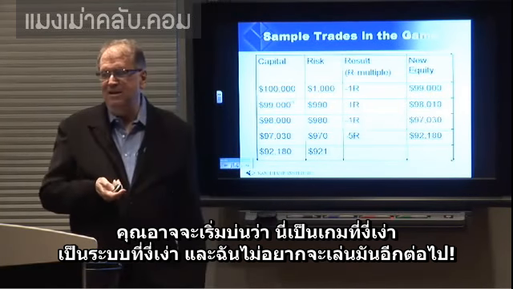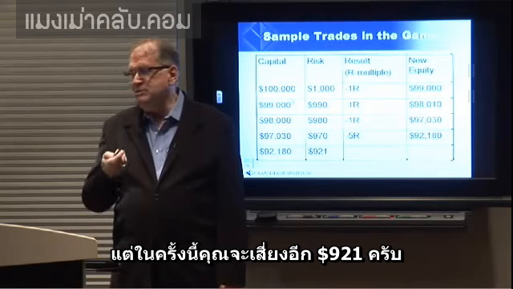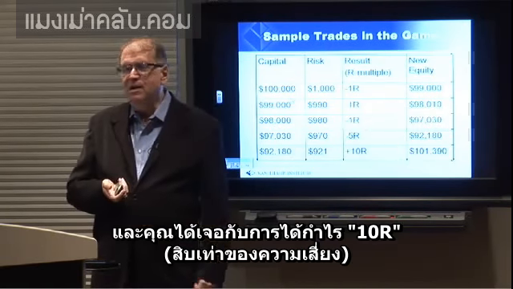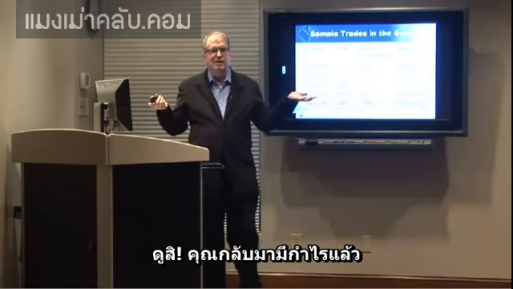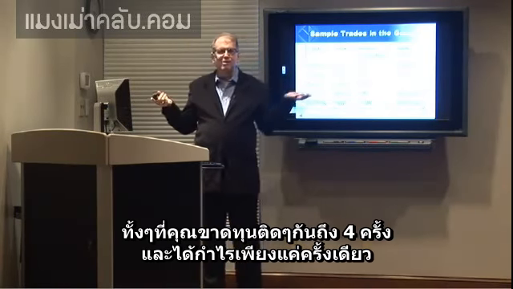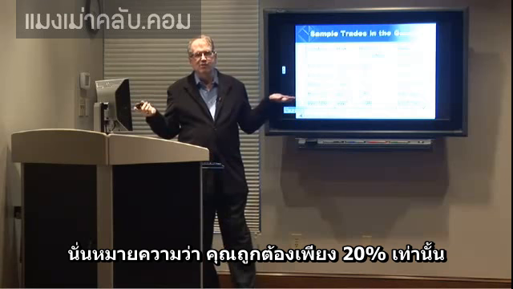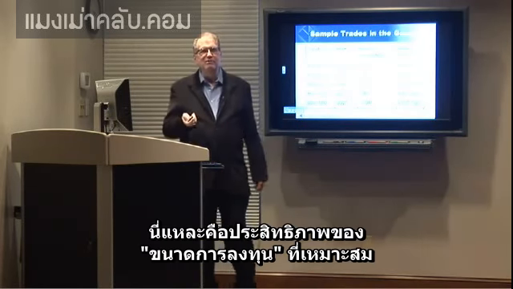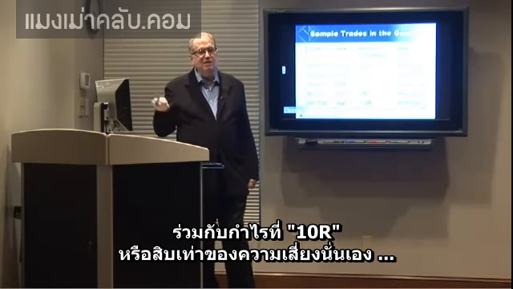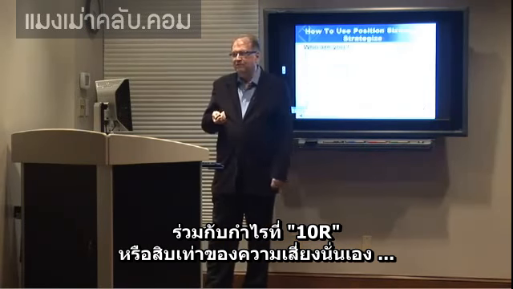I don't want to play it. But now you're risking $921. You have a 10R gain. And look, now you're ahead. You had 4 losses in a row, only 1 gain, so you're only right 20% of the time, and you're ahead. That's the power of position sizing and 10R winners.